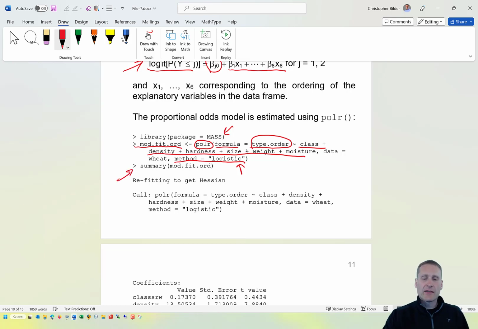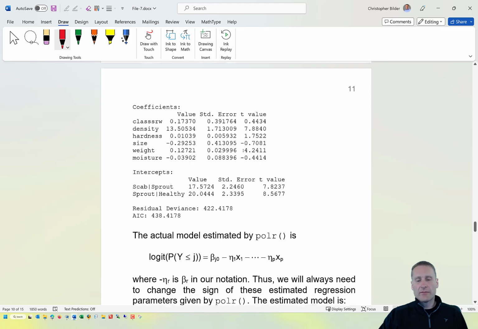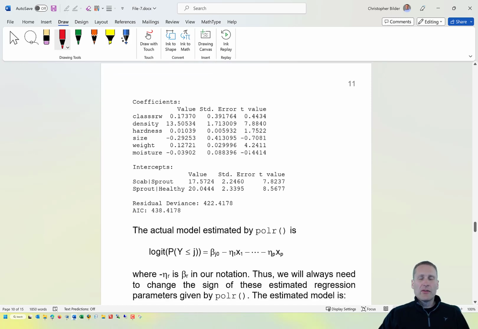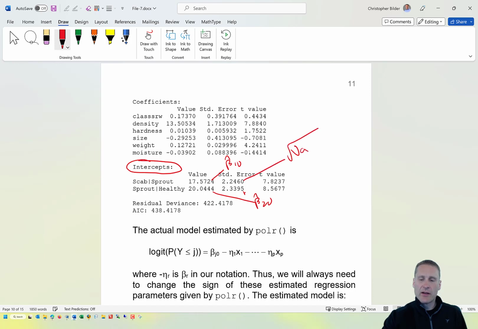Then I say, let's summarize the results, and here's what we get. We get some output that looks somewhat similar to what we've seen before. A difference is that notice we have the intercept terms separated from the other estimates of the regression parameters. The reason is because we have multiple intercept terms. So for example, here is beta hat 10, here is beta hat 20. Notice we have some standard errors there. So here's the estimated square root of the estimated variance of beta hat 10. Okay.